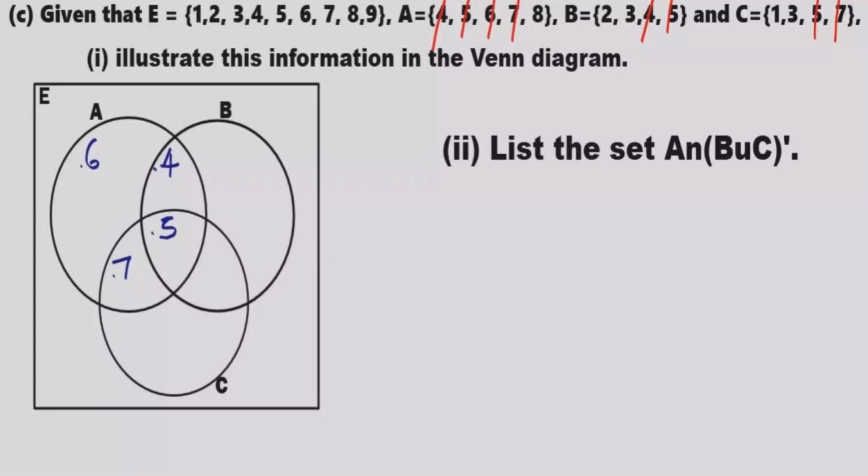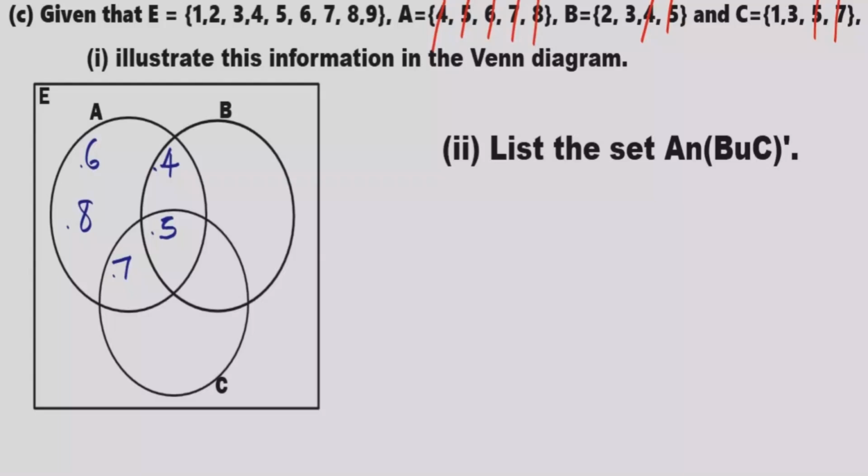We come to the next number. Remember, we are dealing with elements in A. So we come to 8. Is 8 found in set B? No. In set C? No. So 8 is not found in B and C, so it's going to be found here. Now we are done with set A. All the elements have been recorded.